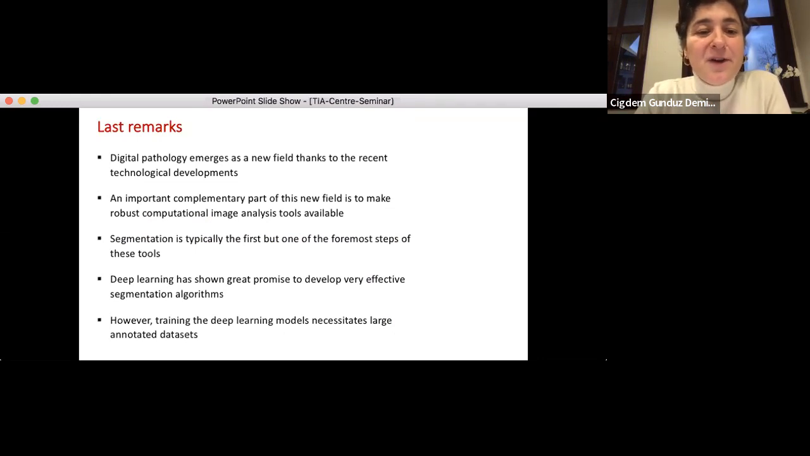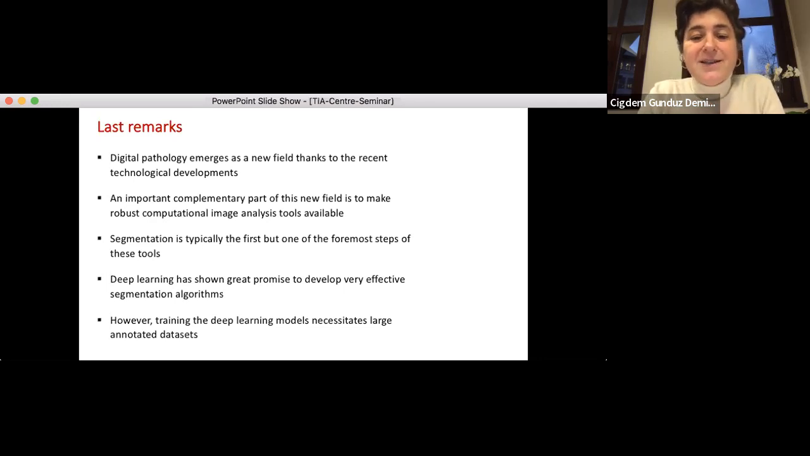In this new field, it is very important to devise robust computational image analysis tools. In these tools, the segmentation step is very important because most of the time it is the first step. And deep learning has shown great promise to develop very effective segmentation algorithms. However, training those deep learning models usually necessitates large annotated data sets, which are unfortunately not available.